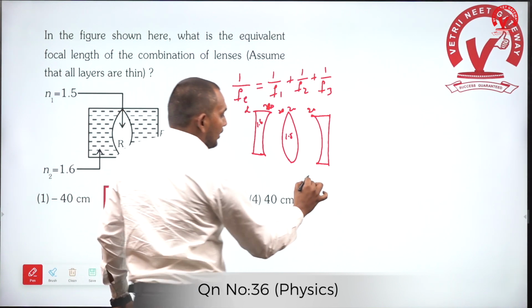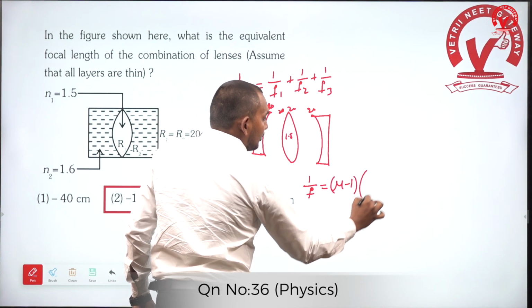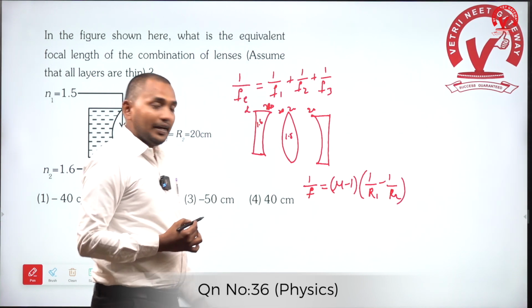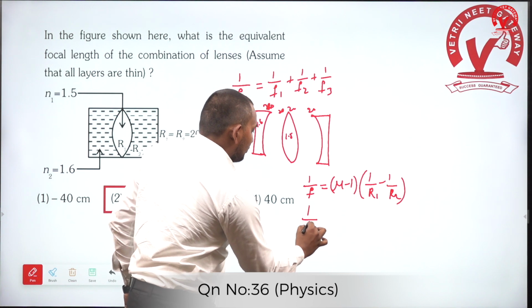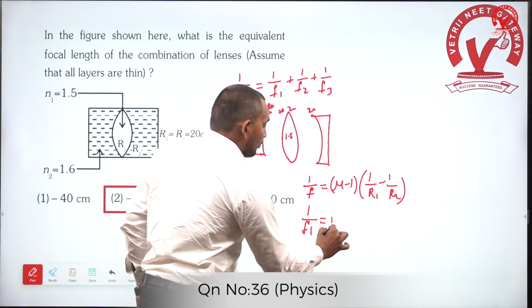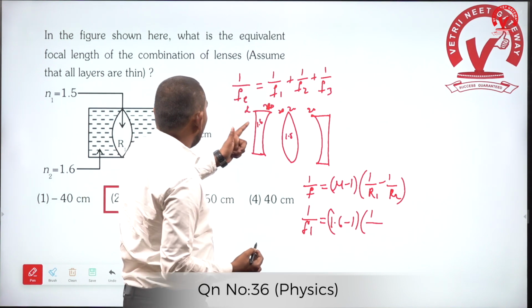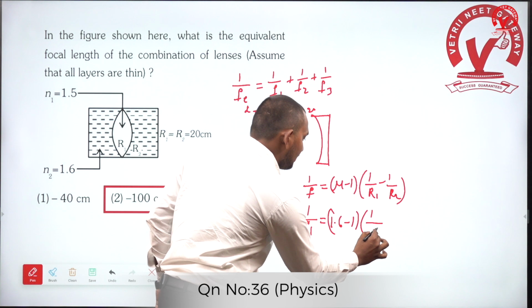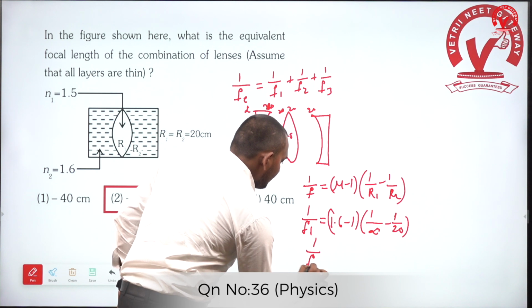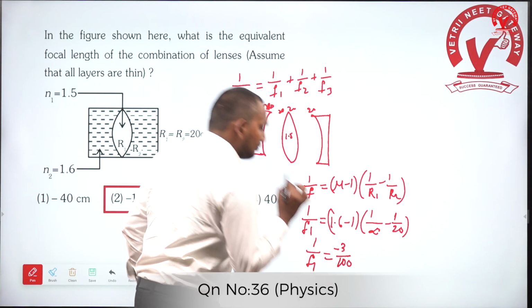We know the focal length formula. When a refractive index is there, 1 by f is equal to mu minus 1 into 1 by R1 minus 1 by R2. Find out the individual focal lengths. 1 by f1 is equal to, for this one, refractive index is 1.6 minus 1 into 1 by R1. R1 how much? Infinity, minus R2 is 20. So 1 by f1, we simplify it, we will get minus 3 by 100.